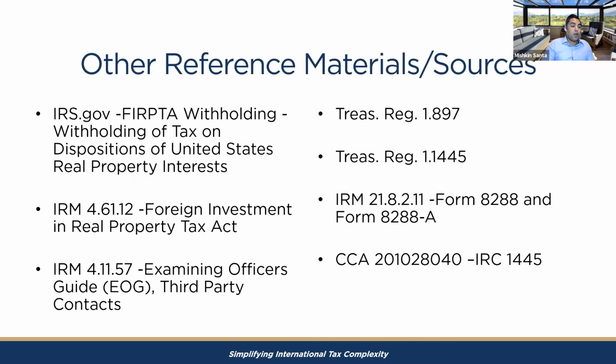They kind of tell you a lot about how the IRS is thinking when they're processing these forms. And then the Treasury regulations 1.897 and 1.1445 give really great examples of FIRPTA transactions. So if you're looking for something that's oddball or maybe something that's hypothetical, take a look at those Treasury regs. And then last, the CCA, which is the Chief Counsel Advice. I think that's a really good one for 1445.